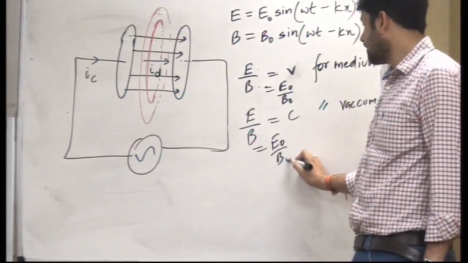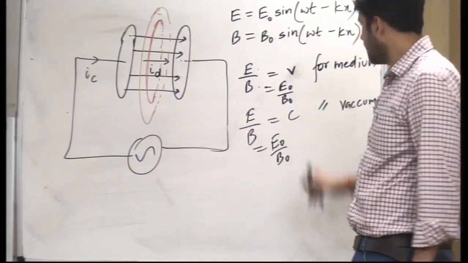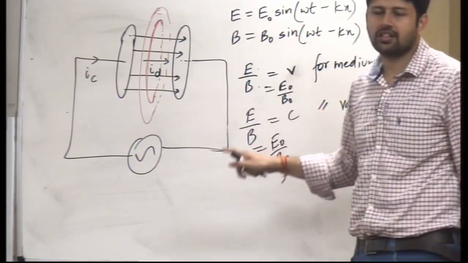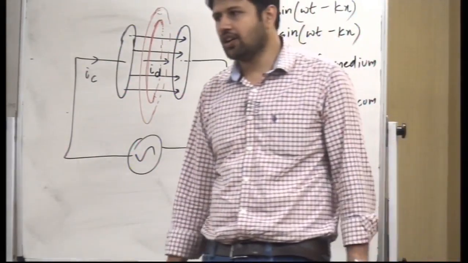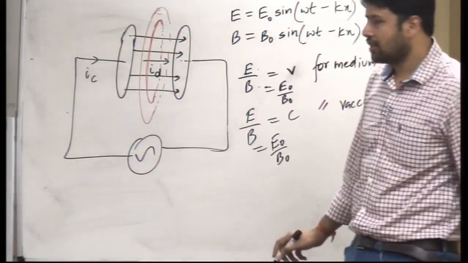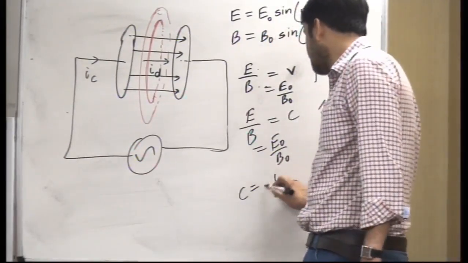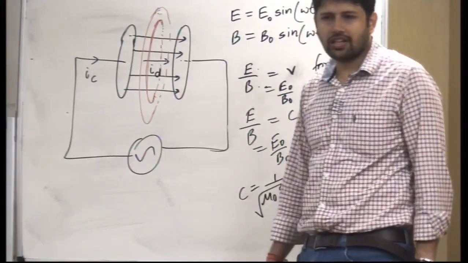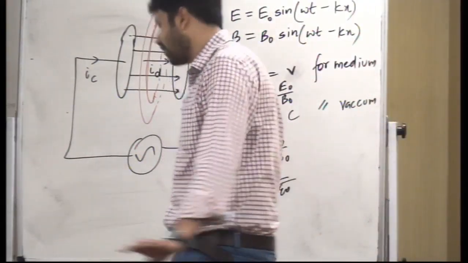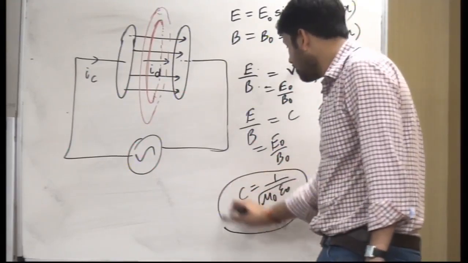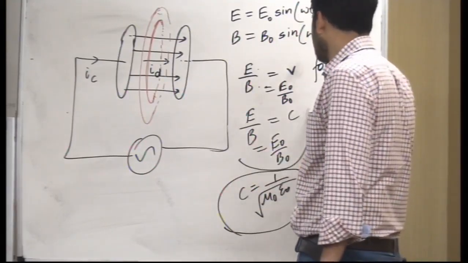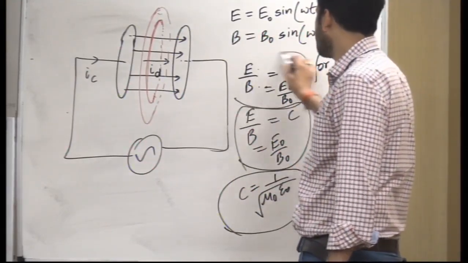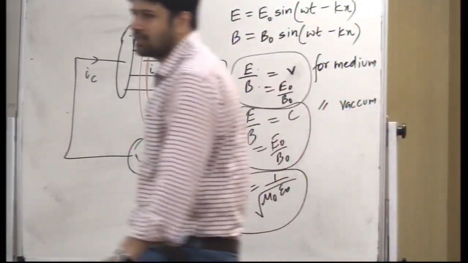So we use this expression and Faraday's law, and we find that C is actually 1 by under root mu naught epsilon naught. I would be jumping over to just the formulas because the derivation is not even in the JEE syllabus. It would become really cumbersome if you study them.